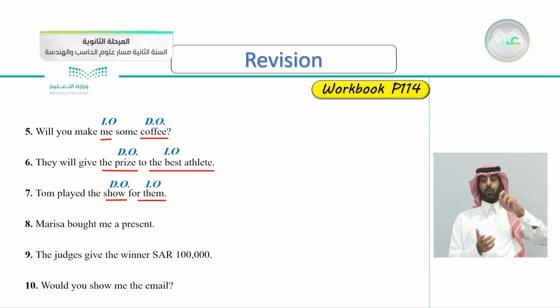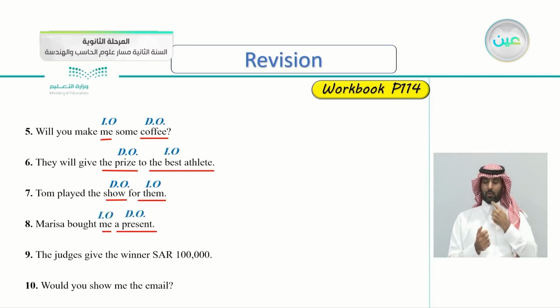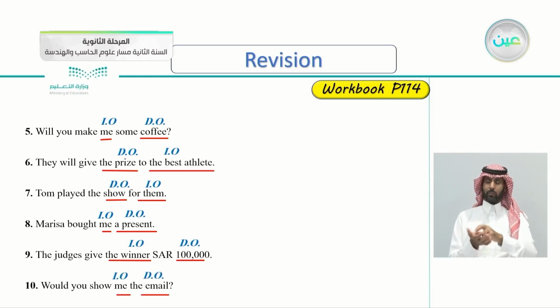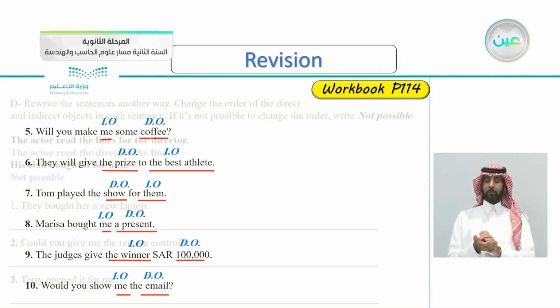Number eight, Marisa bought me a present. Yes, me is the indirect, a present is the direct object. Number nine, the judges give the winner 100,000 Saudi riyals. Excellent. The winner is the indirect, 100,000 Saudi riyals is the direct object. Number 10, would you show me the email? Okay, so me is the indirect, the email is the direct object.